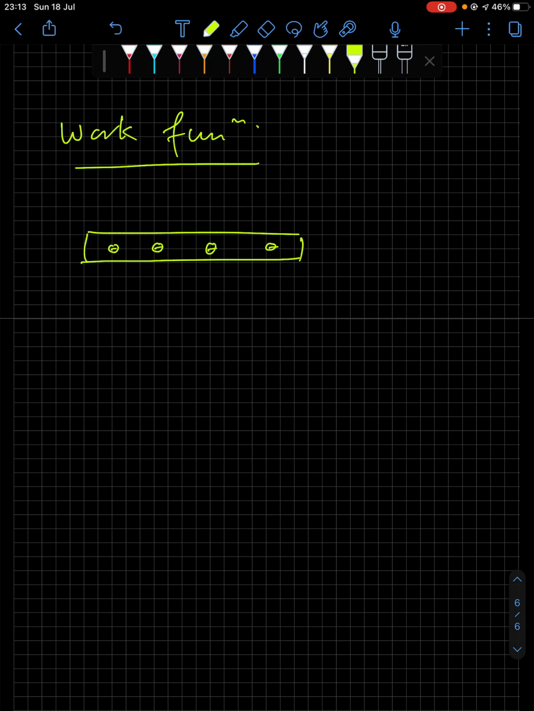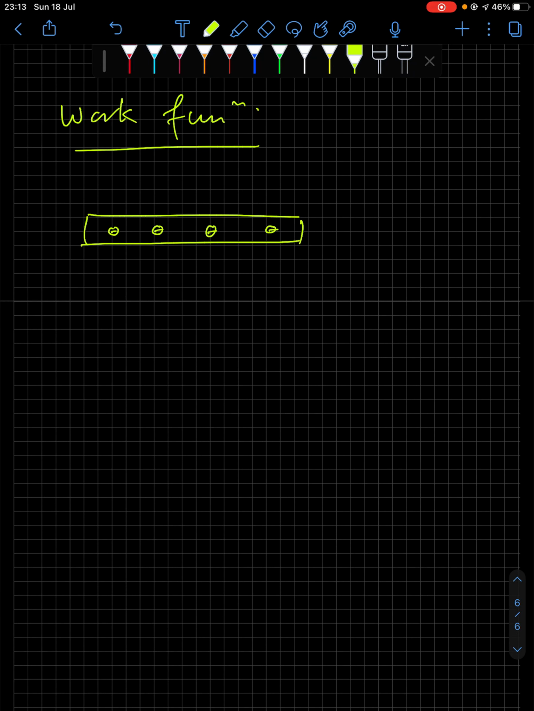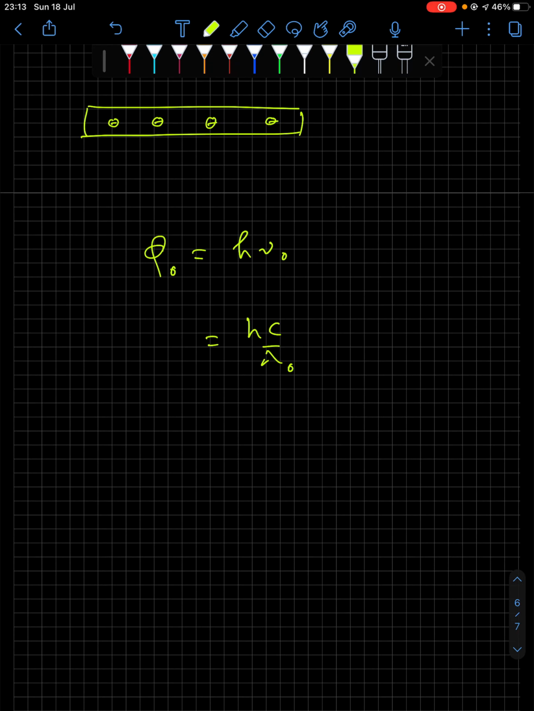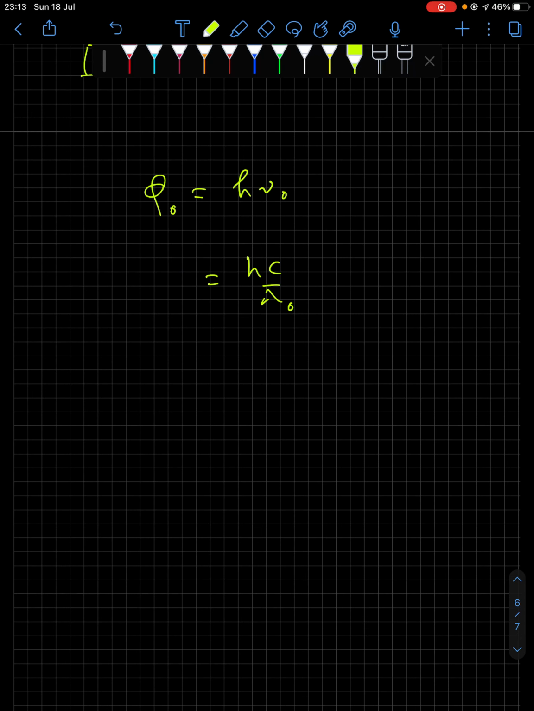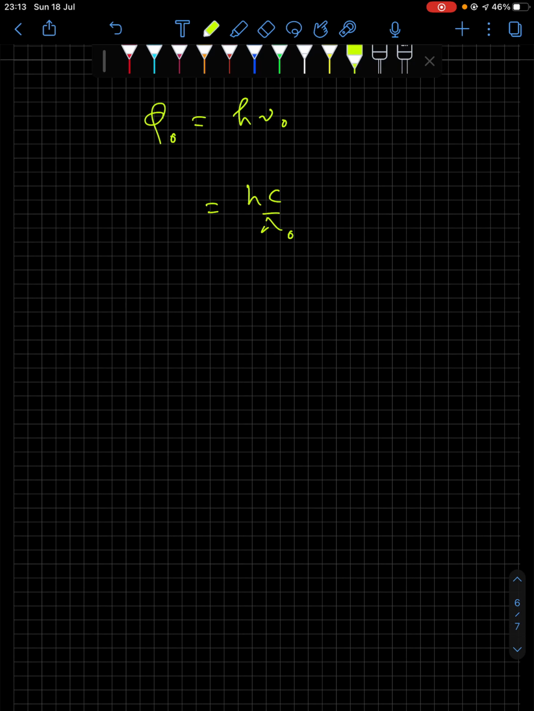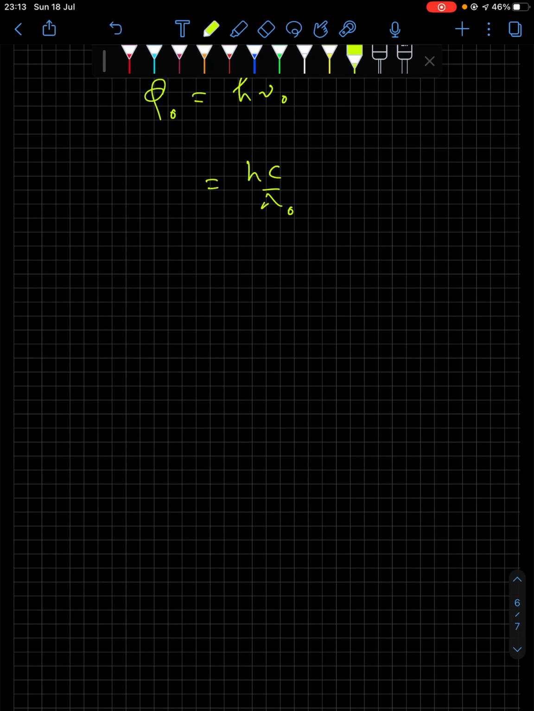It's a measure of the minimum energy the incident light should have to knock these electrons outside this metal plate. The relation for work function is phi naught equals h nu naught, which can be written as hc by lambda naught. Here nu naught is the threshold frequency, and lambda naught is the threshold wavelength. In the PDF you'll find values for different metals: potassium, sodium, cesium, etc. Just look into the values once, you need not remember them.